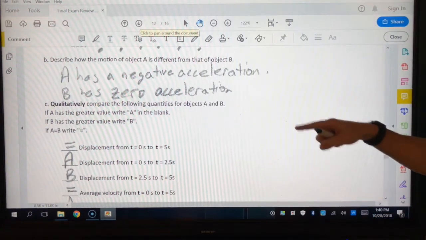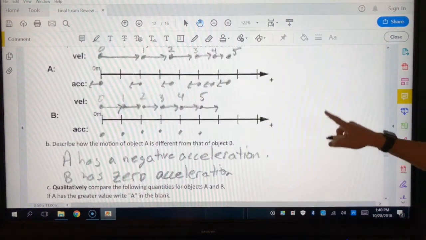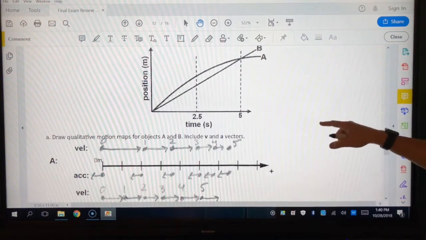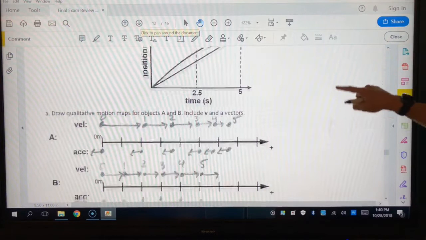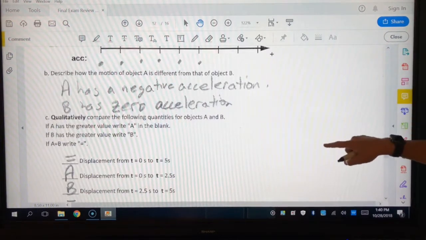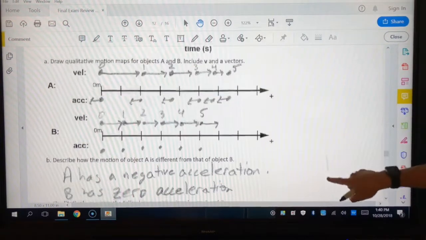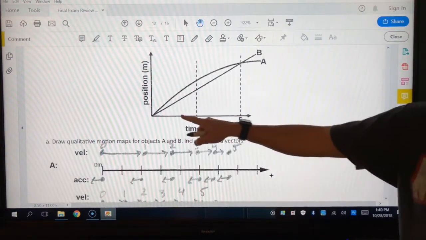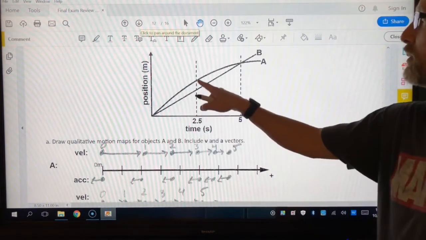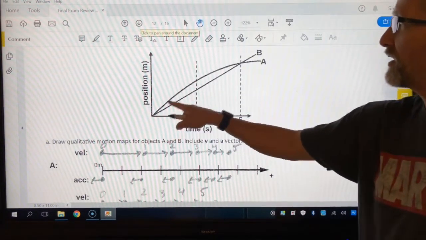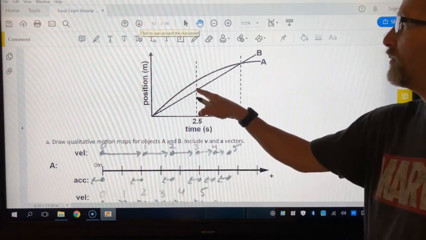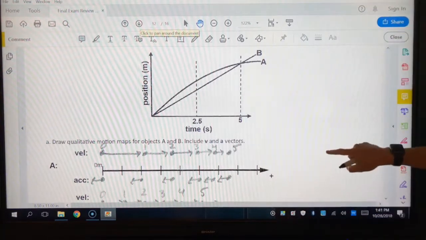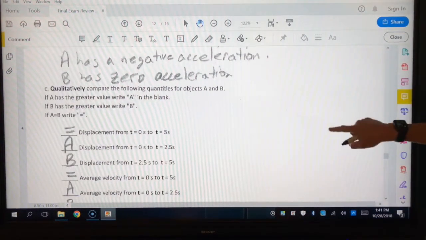They want to know about the displacement from 0 to 5 seconds. So from 0 to 5 seconds, the displacement is equal because you start and end up at the same points. The displacement from 0 to 2.5. So from 0 to 2.5, our displacement is bigger for A because we start at the same spot, but at 2.5, I'm at a further position up than I am for letter B. And that's why you'll see that.